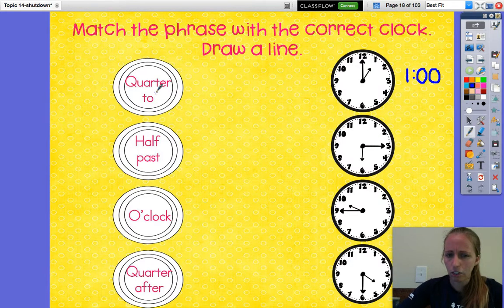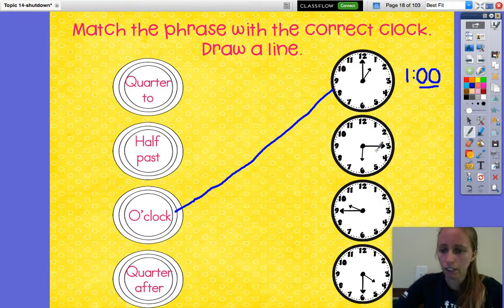Is it a quarter to an hour? No, the minute hand is not on the 9, right? It doesn't say 45 here. Is it half past? No, the minute hand's not on the 6, and it doesn't say 30 here. Is it o'clock? Yes, it's o'clock, right? Because the minute is 00. Let's just check this last one. Is it a quarter after? No, the minutes don't say 15, and that minute hand is not on the 3. So we know this must match with o'clock.